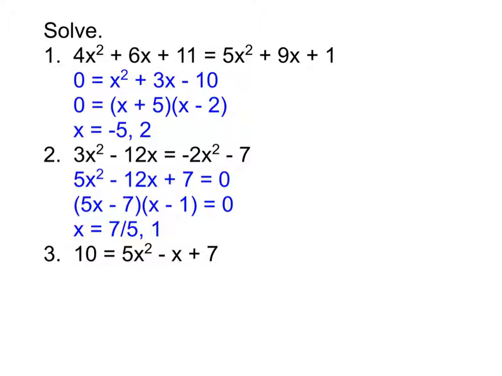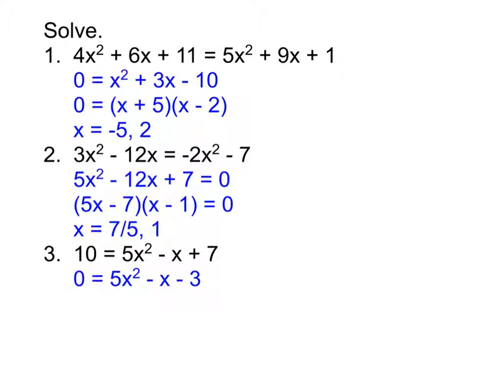Now for number 3, again, what's our first step going to be? Set it equal to 0. Because on all of these, you always need to start by setting it equal to 0, because all the rules, all the methods we have, basically start by setting it equal to 0 and then going from there. When we set this one equal to 0, we subtracted 10 from both sides. We end up with this equation.